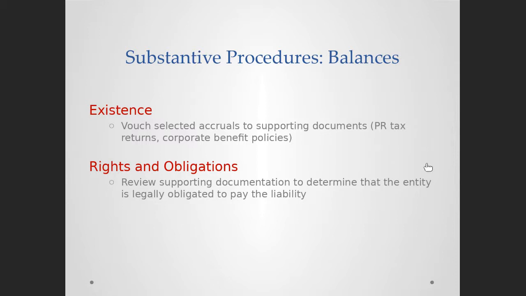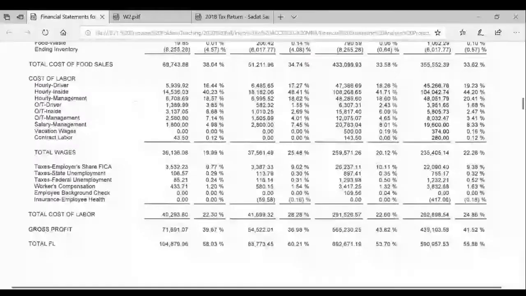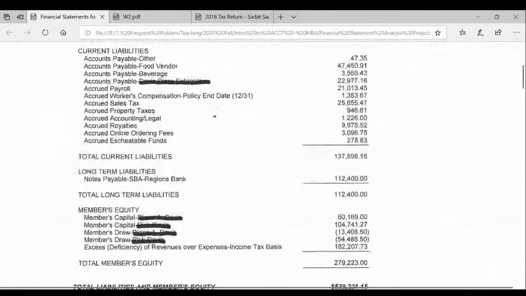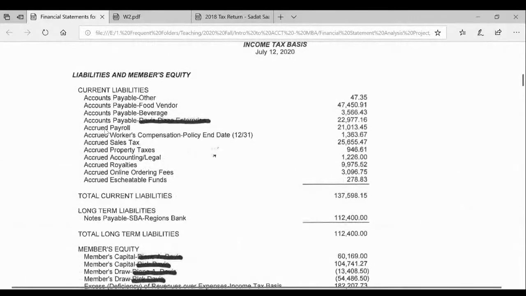For example, when we talk about balances, we're talking about the payables recorded on the financial statements. So let's take a look at this number recorded on the financial statement. We go up to the balance sheet, and you see this number that says accrued workers' compensation policy end date December 31st, 1,363.67. Do you see that number?